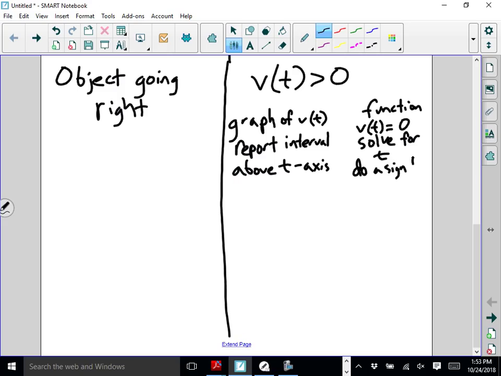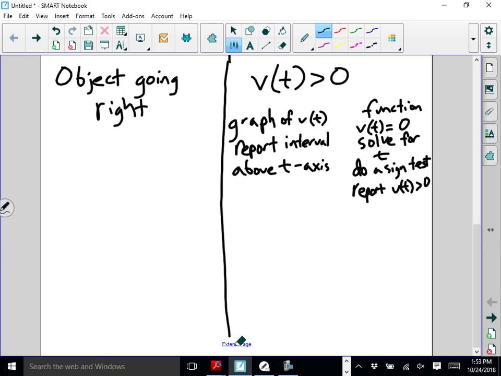And then we want to report where v of t is greater than 0. Okay. So we have to do a sign test whether we want to figure out if an object changes directions, because we need to see if velocity switches from plus to minus or minus to plus. But we also do a sign test on v of t to determine where the object is going right.